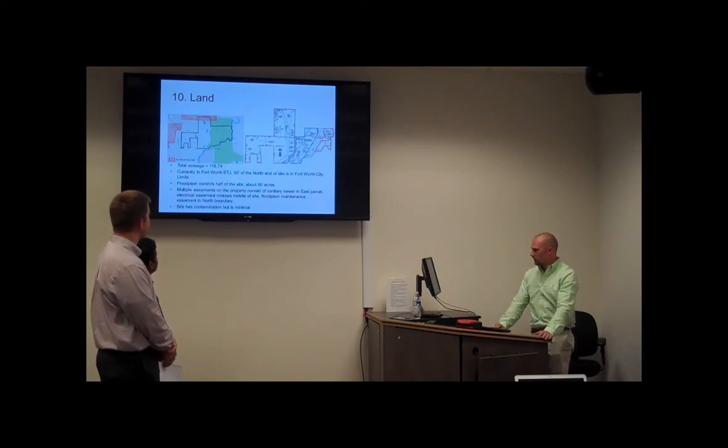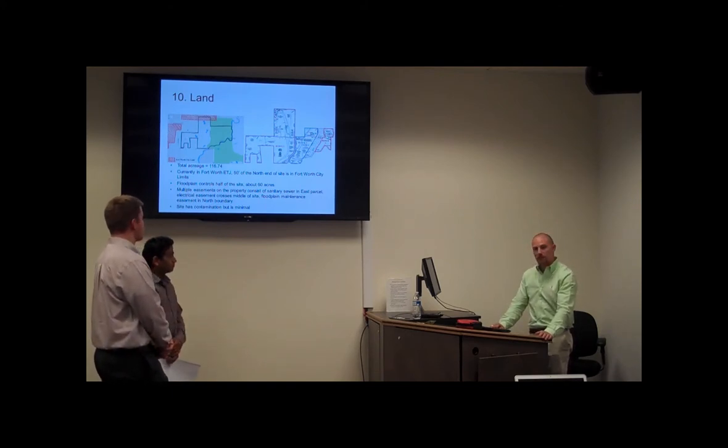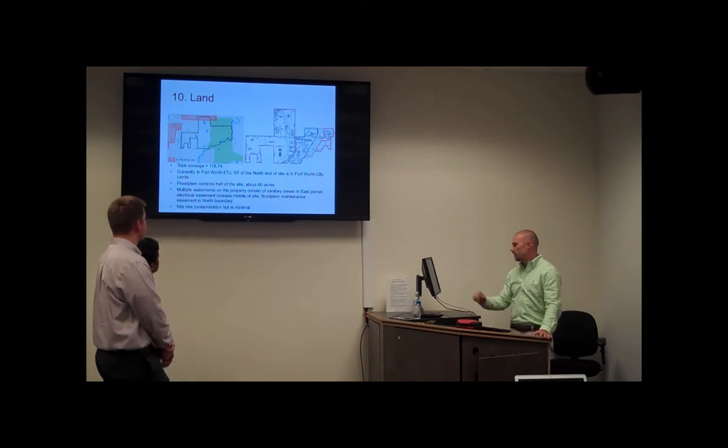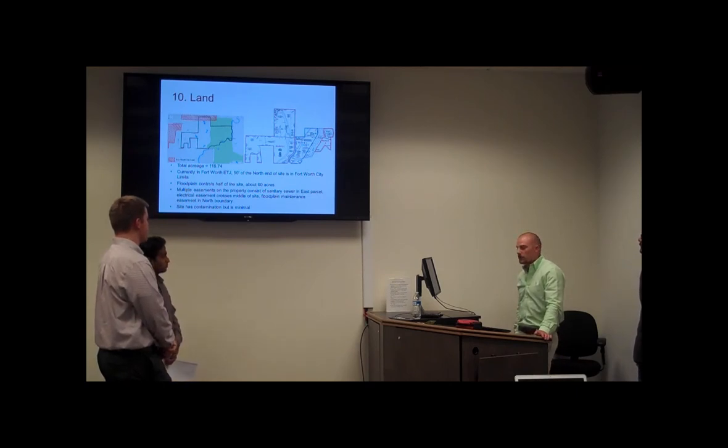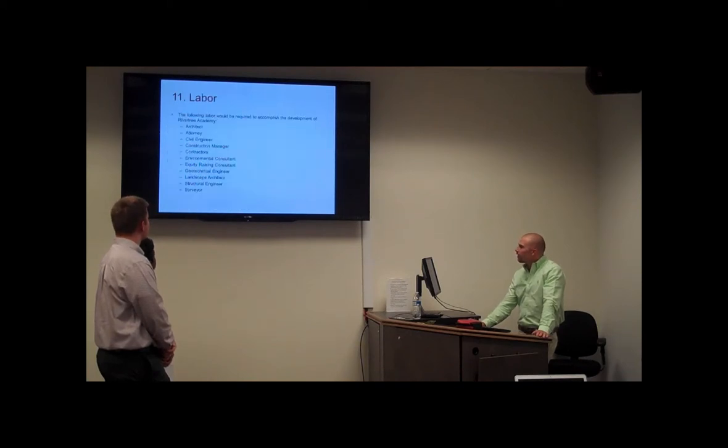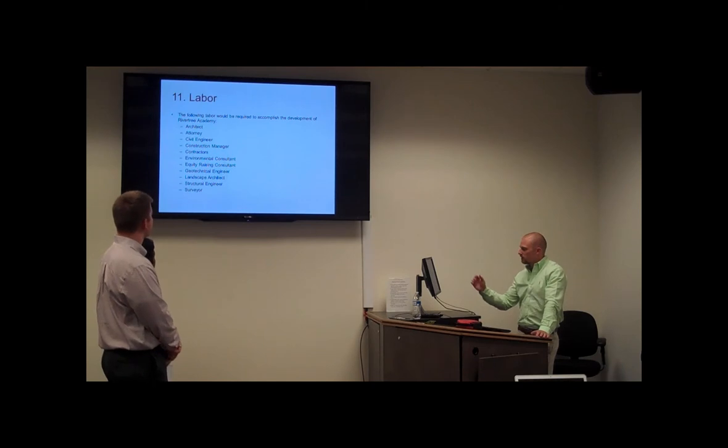Total acreage of the site, 120, about half of it the floodplain controls. Currently, the site is 50 feet within the ETJ of Fort Worth, and there should be no problem rezoning this. And the site has contamination, but it's very minimal. For the labor, obviously you're going to hire an architect, attorney, civil engineer, and some of these consultants.